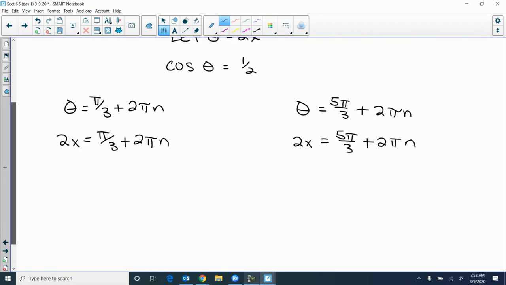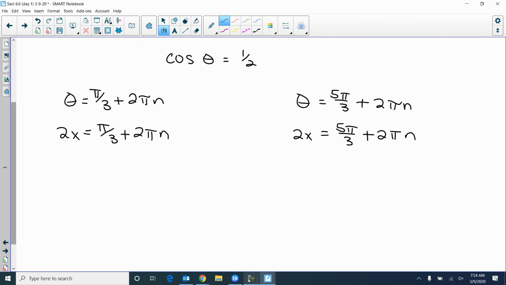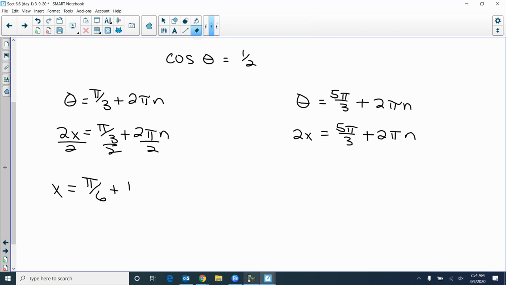All right, we want to solve for x. So technically, what do I need to do? Divide everything by 2. So do that now. Divide this by 2, this by 2, and this by 2. And that gives me x equals, well, pi over 3 divided by 2 is pi over 6. 2 pi n divided by 2 is going to be plus pi n.